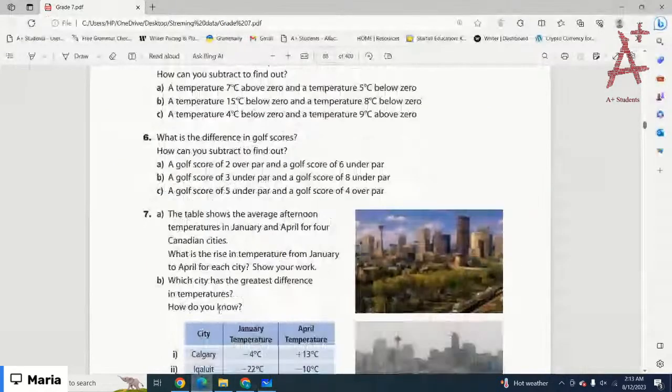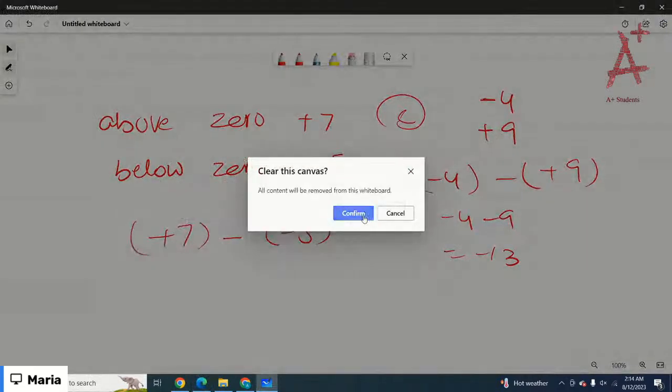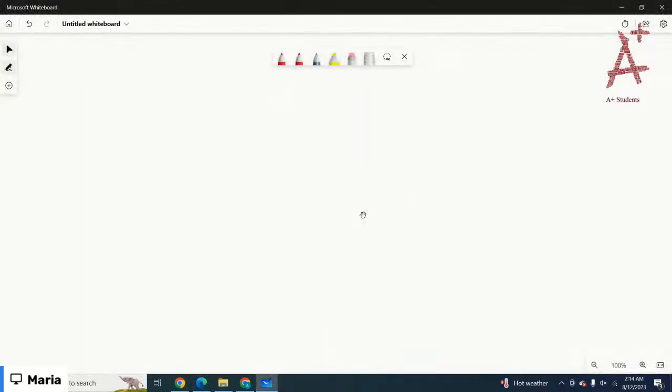Let's just start with question number 6. What is the difference in golf scores? How do you subtract to find out? Okay, you have to do the same thing, but now you are given the golf scores, right? So let's just start with the first one. The first one is a golf score 2 over par and a golf score 6 under par. So over par would be positive and under par would be a negative value, right? So let's just start with question number 6a.